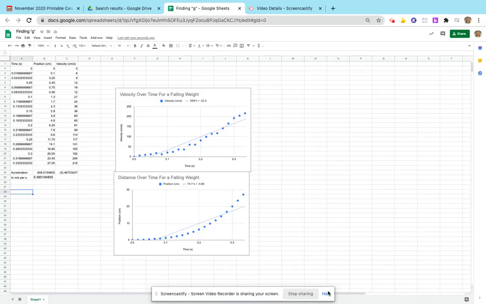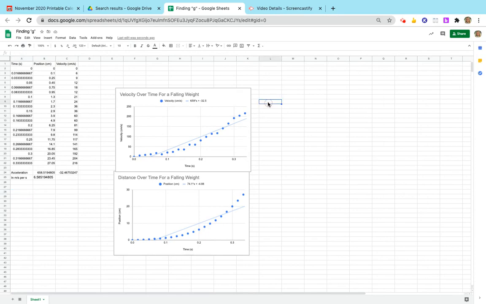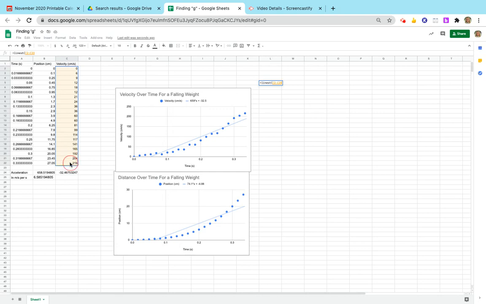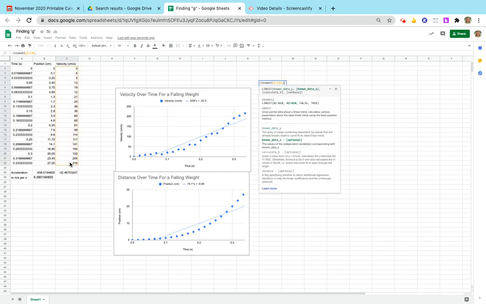Okay, so here is some data from someone. Notice they have their time, their position, and their velocity. So you see that they have a trend line here, and the slope gives me something there. So in order to use the LINEST function, you're going to click on a random box that doesn't have anything in it. You're going to type equals LINEST, open parentheses, and then it says known data y. So we're going to highlight the data that was our y-axis, which is the velocity. So we're going to go ahead and just highlight the numbers. Then we'll add a comma. Then it says known data x.